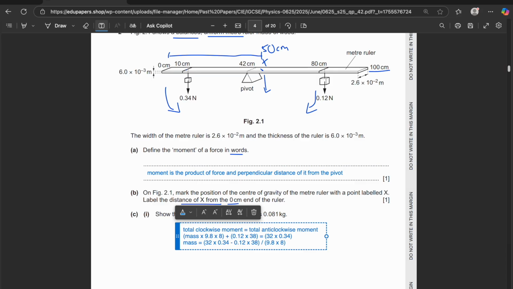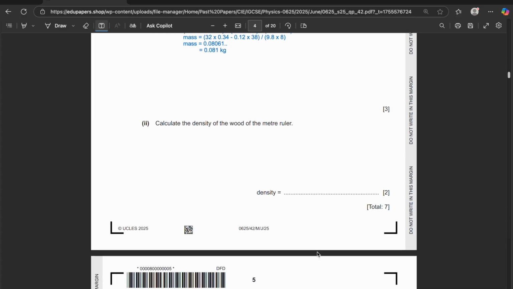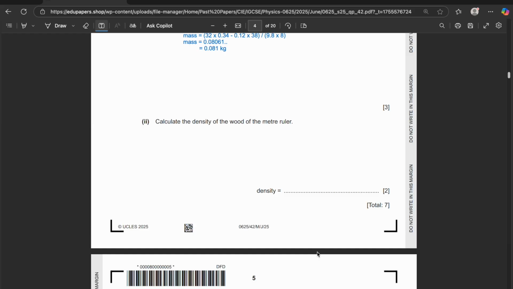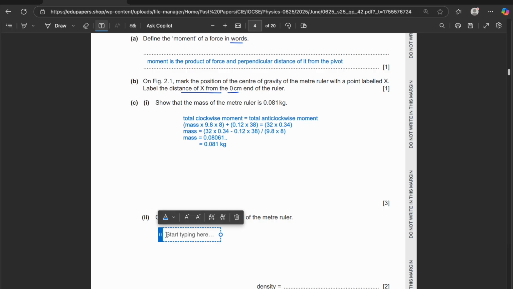So if you put that in calculator, you will get mass is equal to 0.08061 and so on. So if you round that up, you get 0.081 to two significant figures. C2. Calculate the density of the wood of the meter ruler.